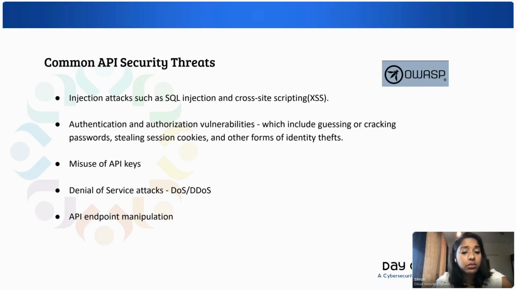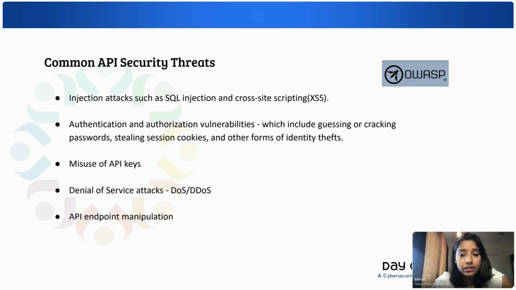The next is misuse of API keys. API keys are unique, secret strings that are provided to the authorized users and systems. If these keys are compromised, they can be used to gain unauthorized access to the API.